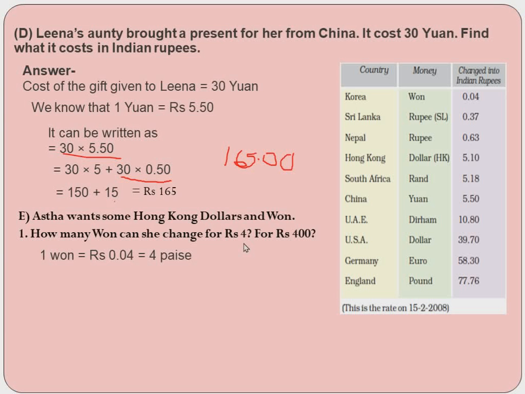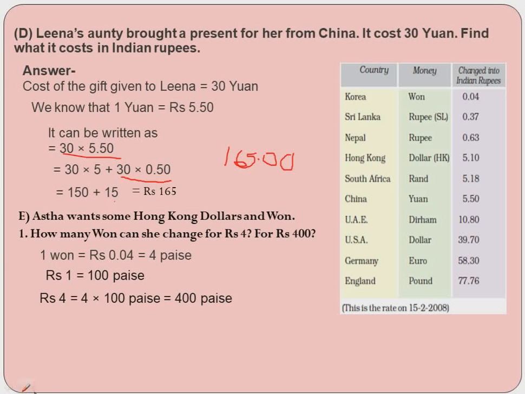So now we have to change how many rupees? 4 rupees. As this is in paisa, we'll change this also into paisa. 1 rupee is how many paisa? 100 paisa. So 4 rupee is 400 paisa. Simple. So same thing I have written here. See, 1 rupee is 100 paisa. So 4 rupee will become 400 paisa.